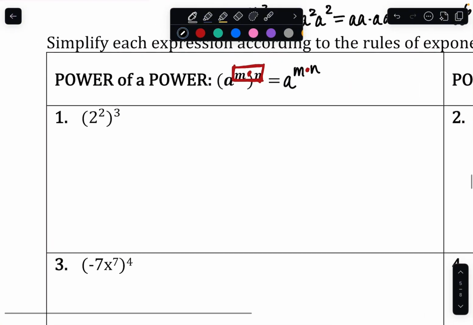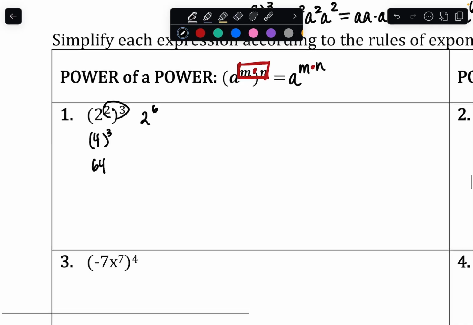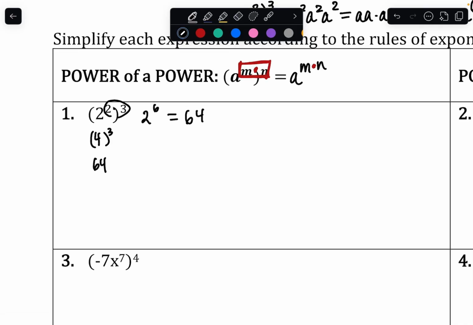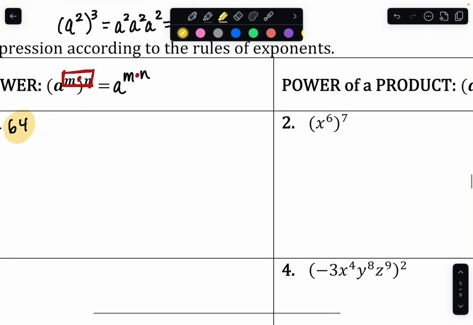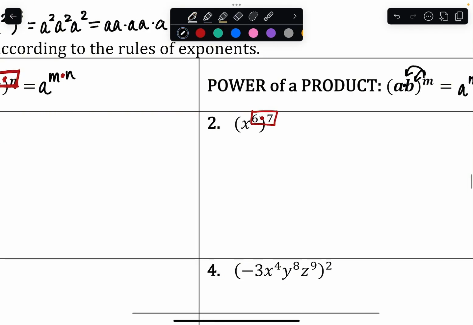Okay, here, you could go ahead and do 2 squared and get 4. 4 cubed is 64. Or using our rules of exponents, we would multiply 2 times 3 and get 2 to the 6, which would also give us 64. Okay, here 6 and 7 are on the same base, and so we multiply to get 42. Okay, thinking about what would happen if I were to expand all these x's out, I'd have 42 of them on the board.